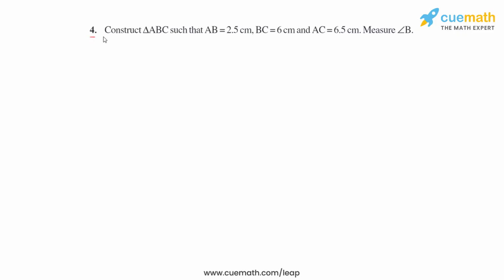Fourth question. Construct triangle ABC such that AB is 2.5 centimeters, BC is 6 centimeters and AC is 6.5 centimeters. Then measure angle B. So let's start.